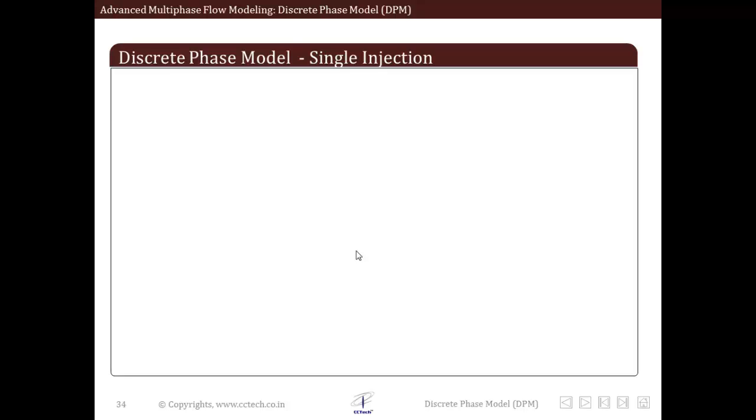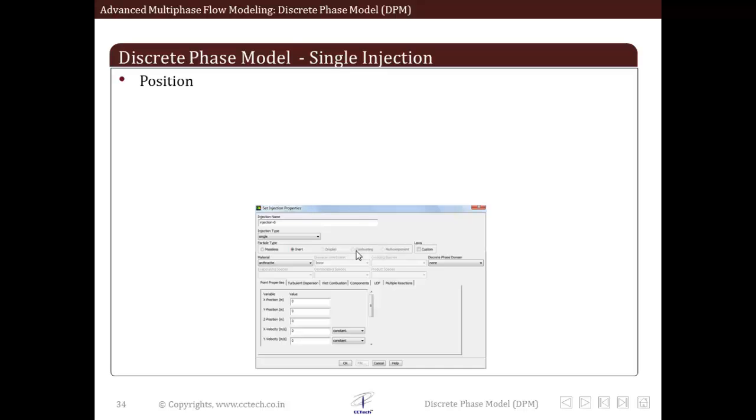Now we will see what all parameters or user inputs we have to give in order to set up a single injection. The first user input that we have to give is position. As you can see, this is the set injection properties panel that we can obtain after clicking injections within the DPM model. Here we can give the x, y and z positions of the injected stream along the Cartesian axes. So within the point injection, within the single injection type, we can give the x position, y position and z position in order. This will define the position of the point from which the particle will be injected.